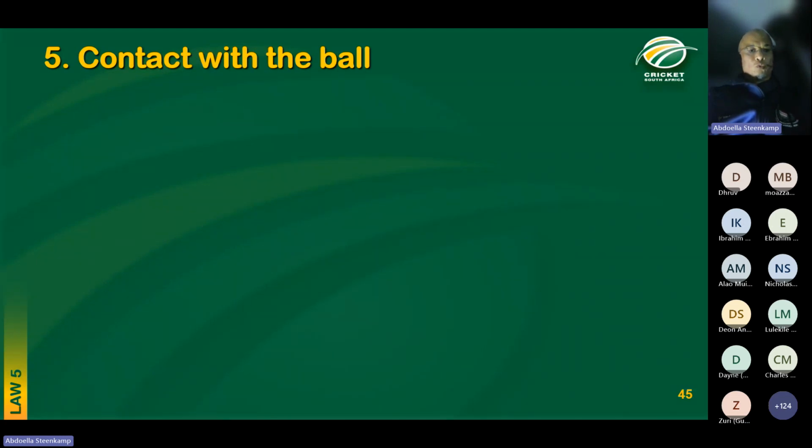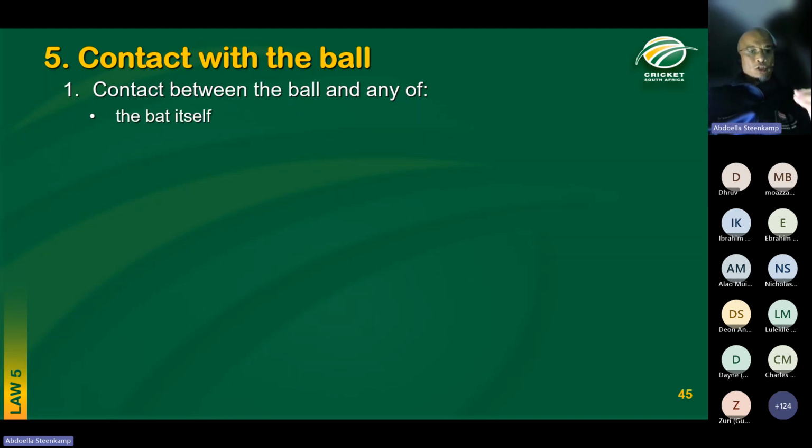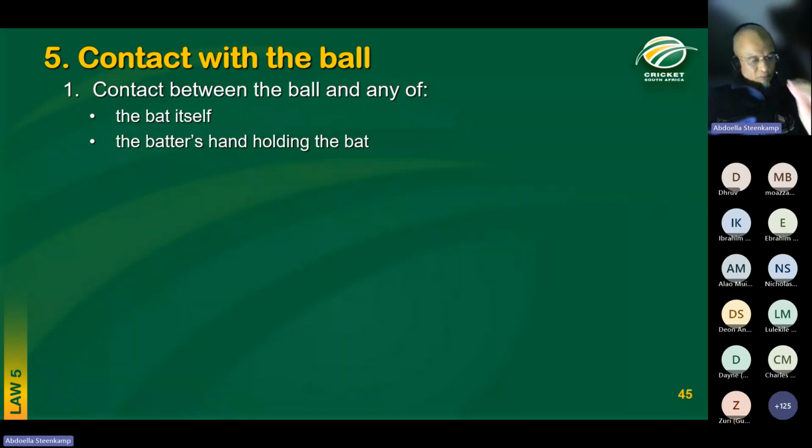When is there contact with the ball? The law tells us that there's contact with the ball if the ball makes contact with any part of the bat. And when I say any part of the bat, it is the whole bat, the handle, the blade. On some bats you'll find a toe guard that is part of the bat. So the whole of the bat. If the ball makes contact anywhere on the bat, and it goes to a fielder and the catch is fairly taken, the batsman can be given out. Also, contact with the ball includes the batter's hand holding the bat.